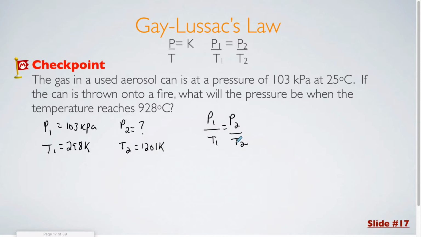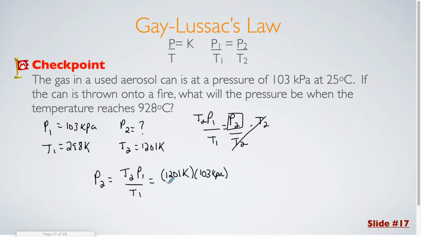And then I need to solve for my missing variable, in this case, P2. I can multiply both sides by T2, and that gives me a new version of the equation with the variable that I want isolated. I'm going to rewrite this so I have P2 is equal to T2 P1 over T1. And then I'm going to plug in each of my numbers from what I wrote out over here. So my temperature 2 is 1201 Kelvin. My pressure 1 is 103 kPa. And my temperature 1 is 298 Kelvin.